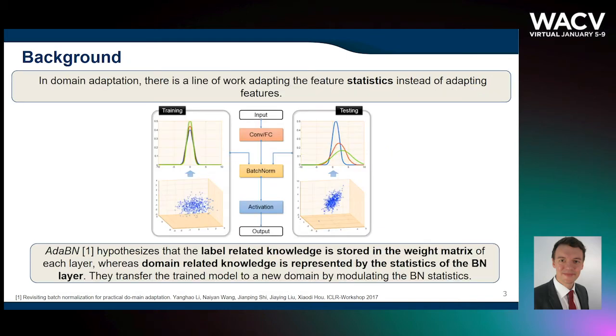In domain adaptation, there is a line of work adapting the feature statistics instead of adapting features. Prior work hypothesizes that the label-related knowledge is stored in the weight matrix of each layer, whereas domain-related knowledge is represented by the statistics of the BN layer. They transfer the trained model to a new domain by modulating the BN statistics.